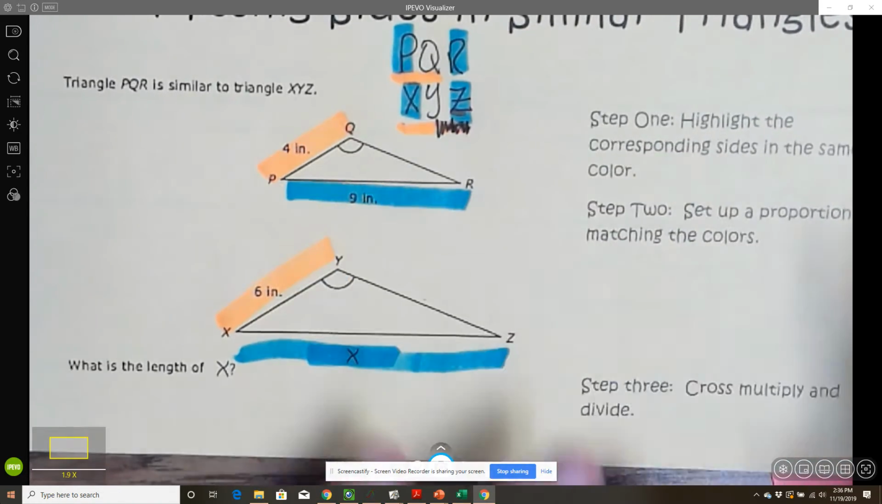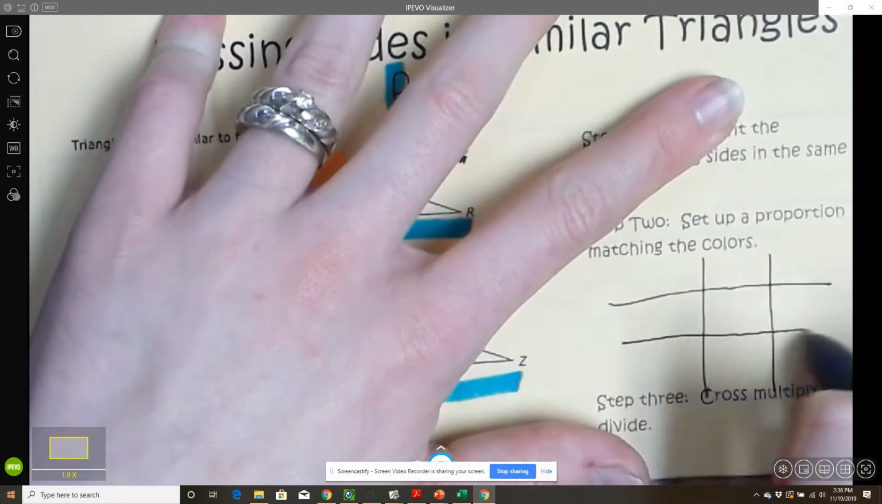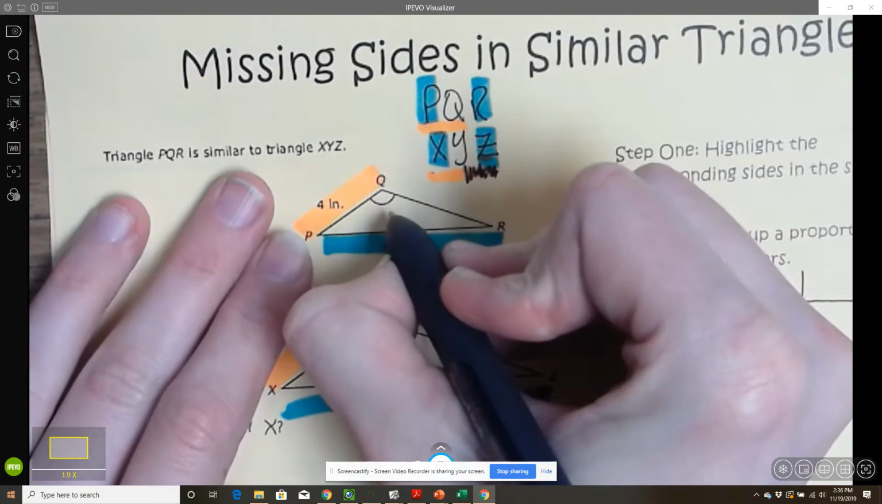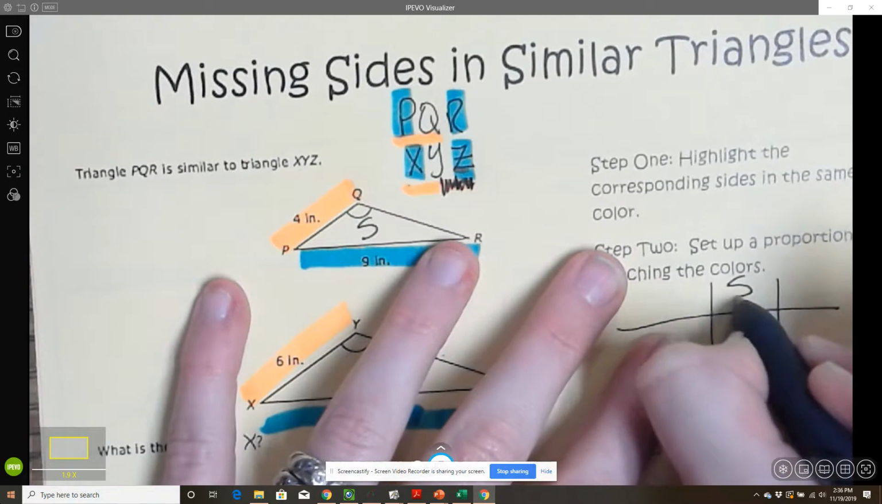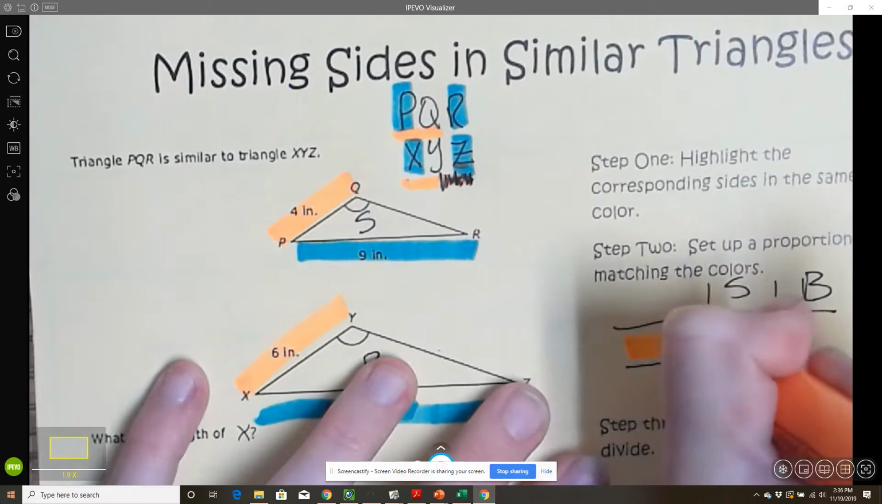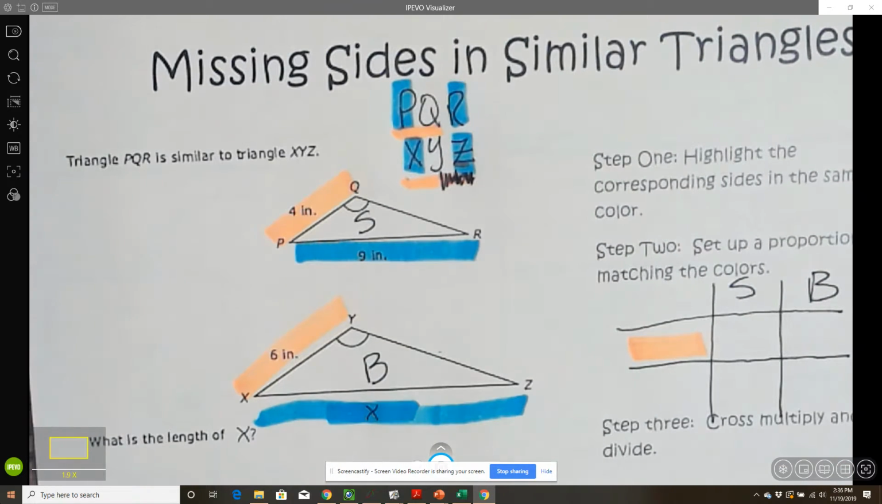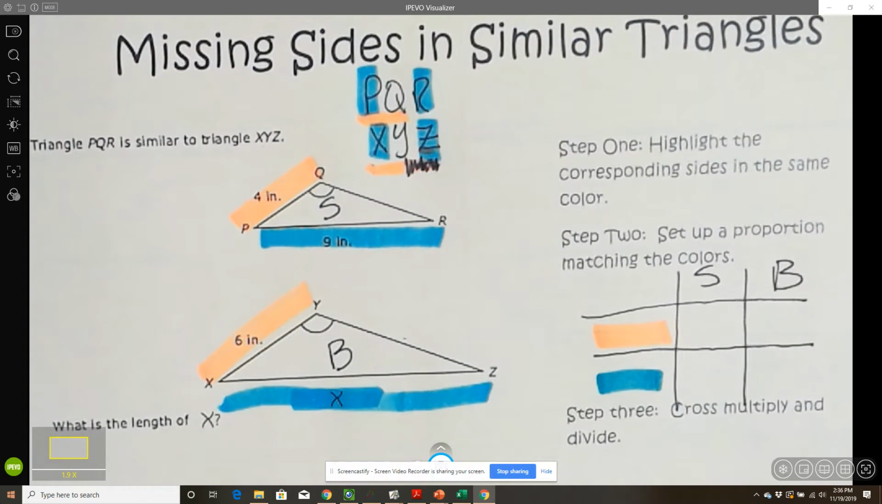Once we've highlighted our diagram, we're going to set up a proportion, and we do proportions using tic-tac-toe. So I've got a small triangle and a big triangle. Those are going to be my top two labels, small triangle and big triangle. And then the two colors that I used, orange and blue. And so now I can fill in my information.